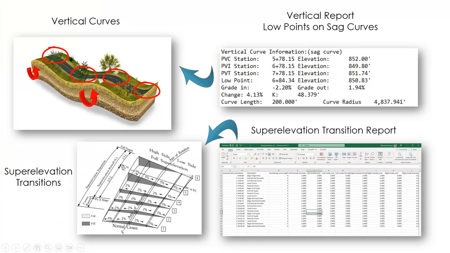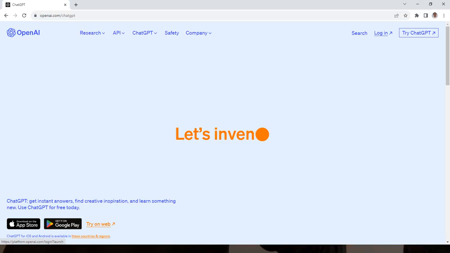The vertical alignment report created in Civil3D contains sag curve information, including low point station values, which, in conjunction with the superelevation report also generated in Civil3D, will assess potential flooding risks on the road.